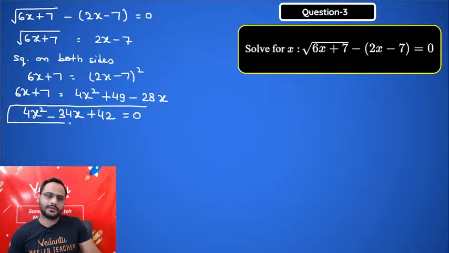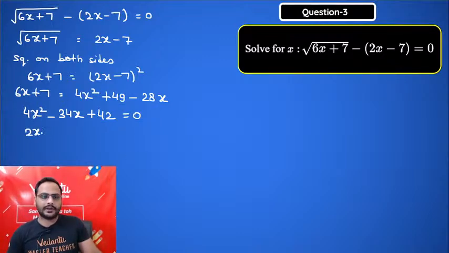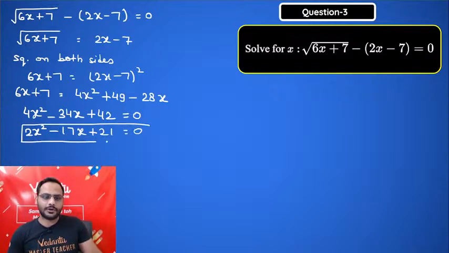This is your equation. If you want, you can take 2 common also. Chalo, let's take 2 common. You can take 2 common as well. So if I take 2 common, 2x square minus 17x plus 21 equal to 0. The 2 which you have taken common will go there in division. 0 upon 2 will be 0 only.